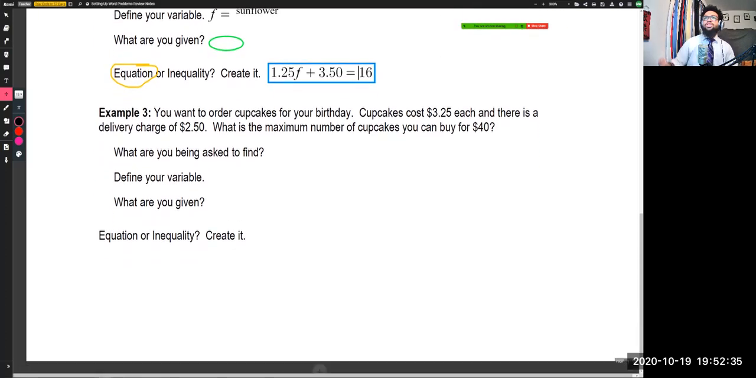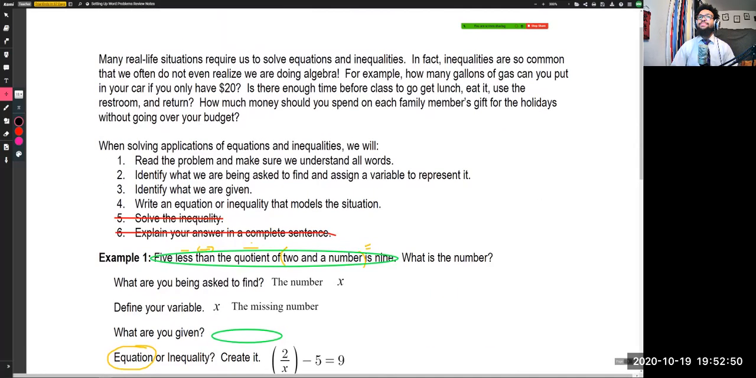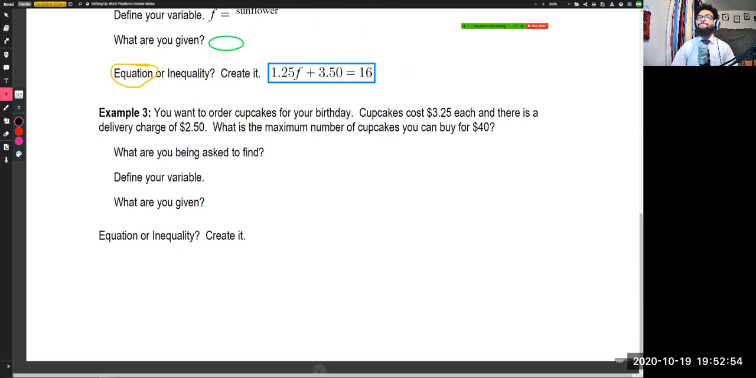Number 3 says, you want to order cupcakes for your birthday. Cupcakes cost $3.25 each, and there is a delivery charge of $2.50. What is the maximum number of cupcakes you can buy for $40? Now let's look back at our steps. Step 1 says to read the problem and make sure we understand all words. So let's read the problem.